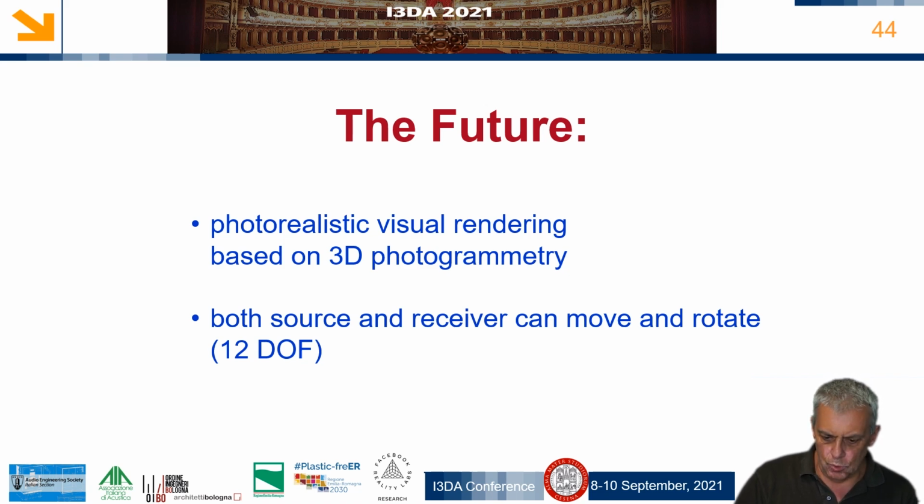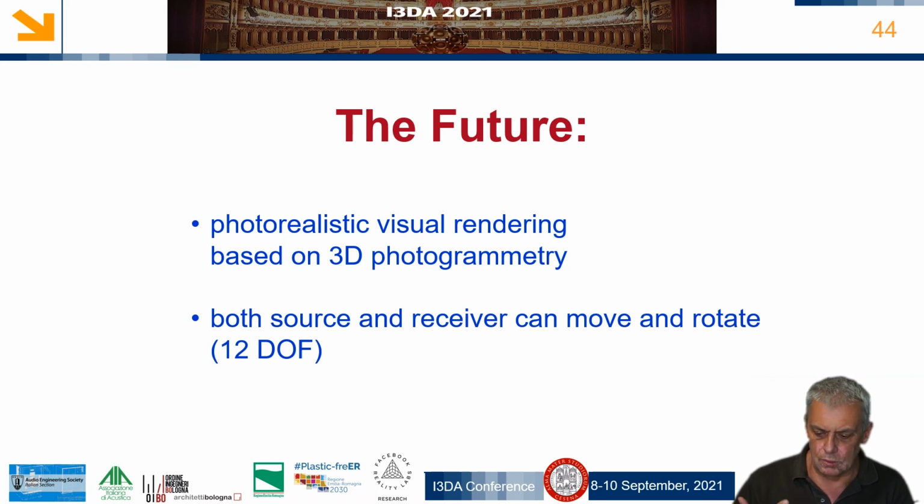What is the future? The future is to add together these two technologies. So we want to have the source, which can be rotated and also translated, and the receiver also must be able to rotate and translate everywhere. This brings the number of total degrees of freedom to 12. 6 for the source, 6 for the receiver.